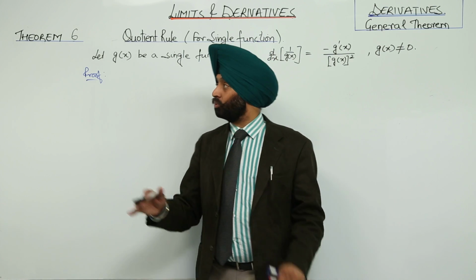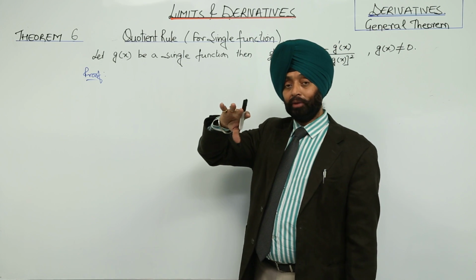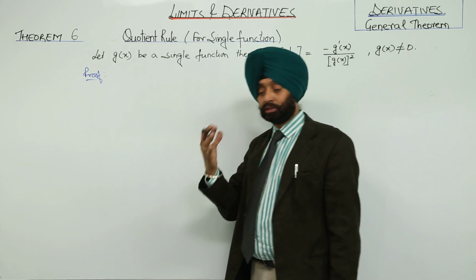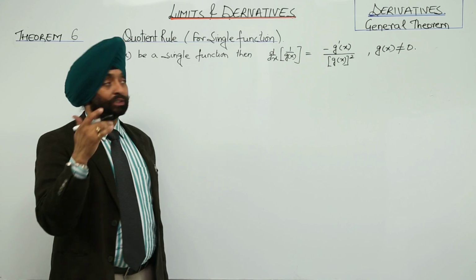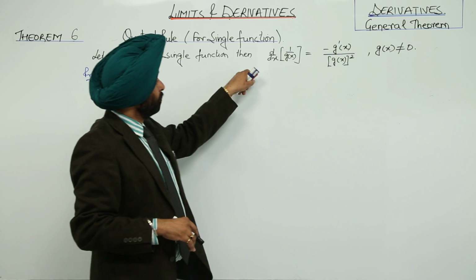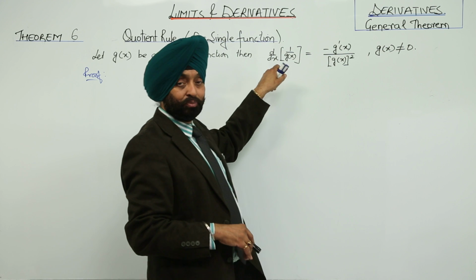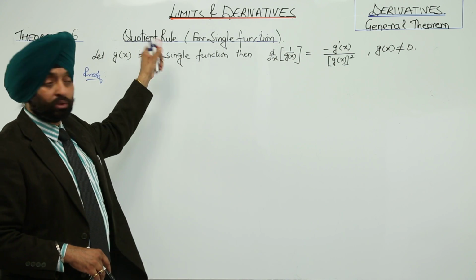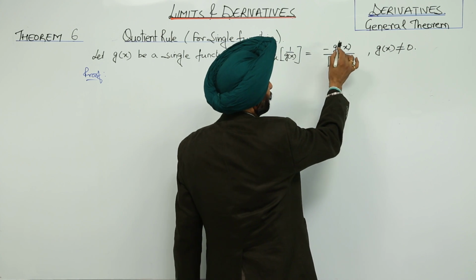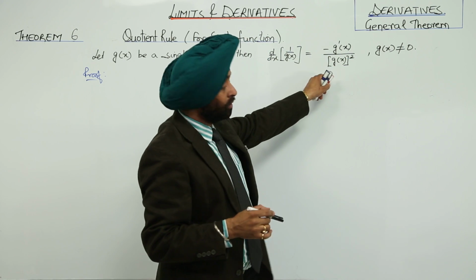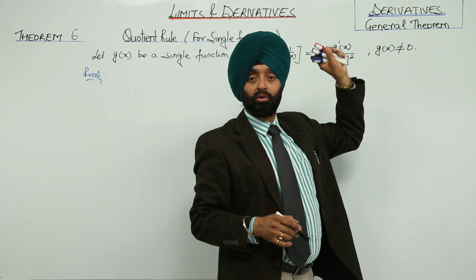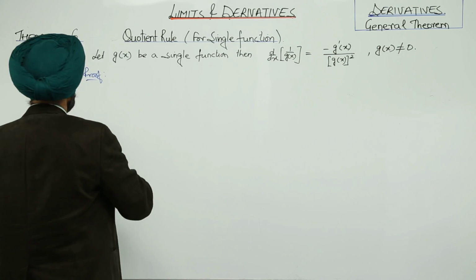Now, quotient rule. We have two types of rules here. Number one is for the single function. Let's derive first for the single function and operate the result. Let g(x) be a single function, then d/dx of 1/g(x), because it is the quotient rule, is equal to negative g'(x) upon the square of g(x), where g(x) is not equal to 0.